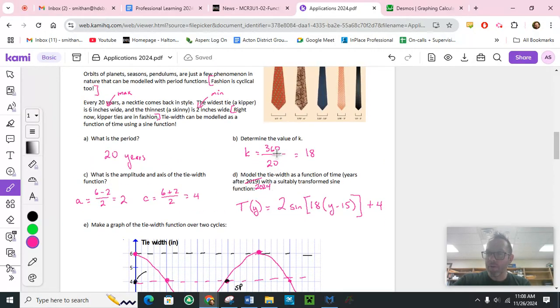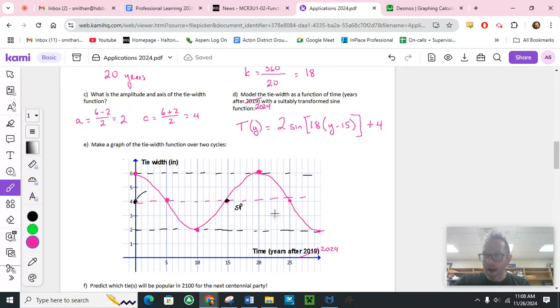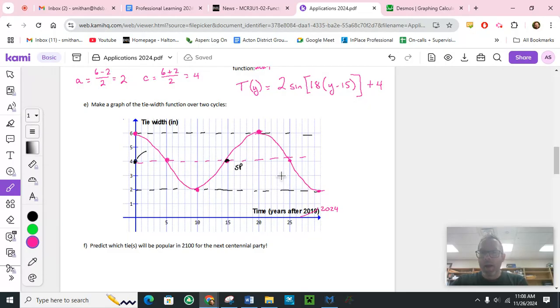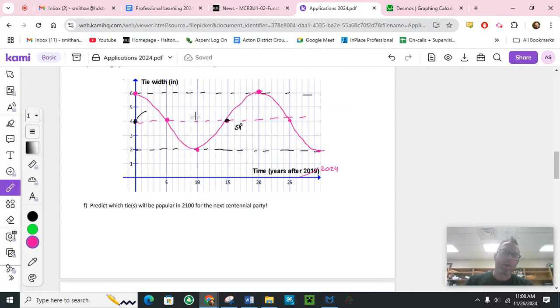So really nothing new that my class hasn't done in this question. Given some information about a periodic function, we made a graph and created a model based on that. One new thing we're going to do with this question, that we haven't done yet, is find exactly which tie is popular in the year 2100 at the next centennial party. It's not practical for us to extend this graph all the way to the year 2100. Instead, we're going to determine which tie is popular using our new function.